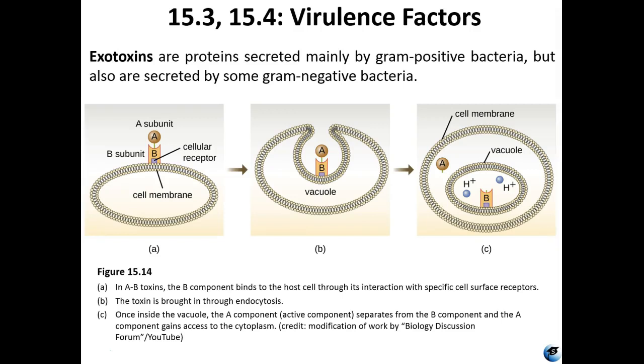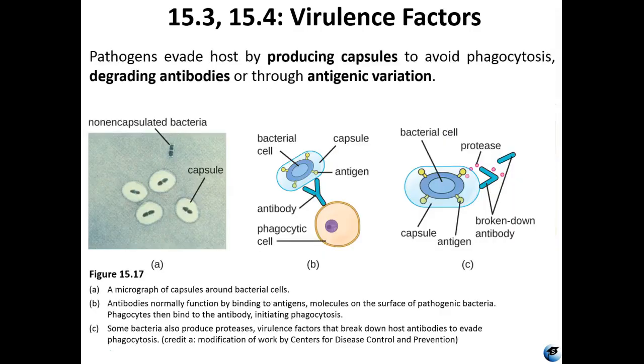But essentially, this is showing the exotoxin that has come from a pathogenic microorganism and how it is attaching to a cell receptor in the host cell. In that way, it is brought into the host cell, where it then reproduces and causes infection. Pathogens can evade the host immune response. In other words, they can make it so that the immune system can't fight them off. And they can do this by producing capsules to avoid phagocytosis, or by degrading antibodies, or through antigenic variation.